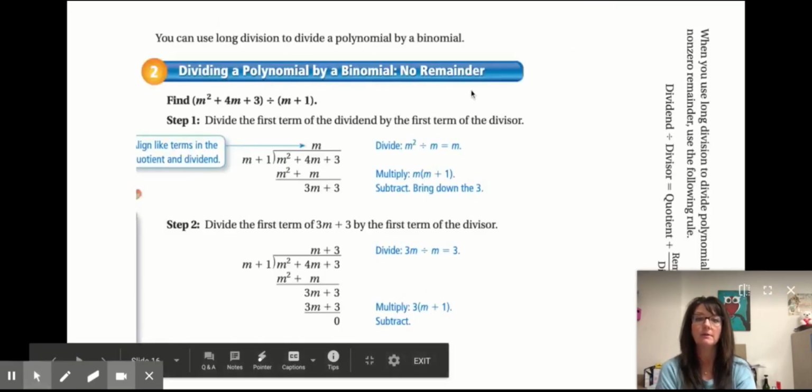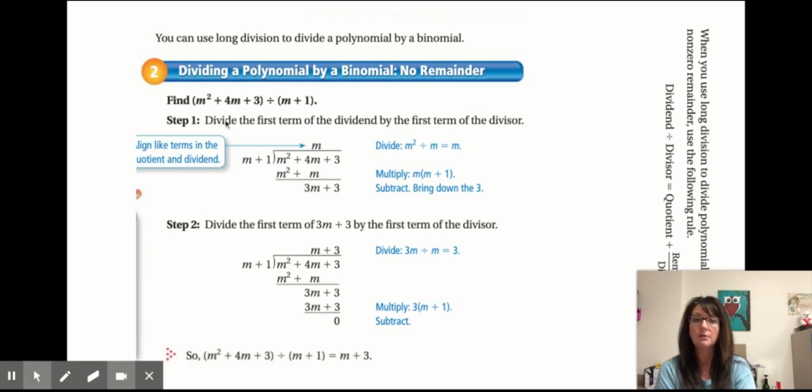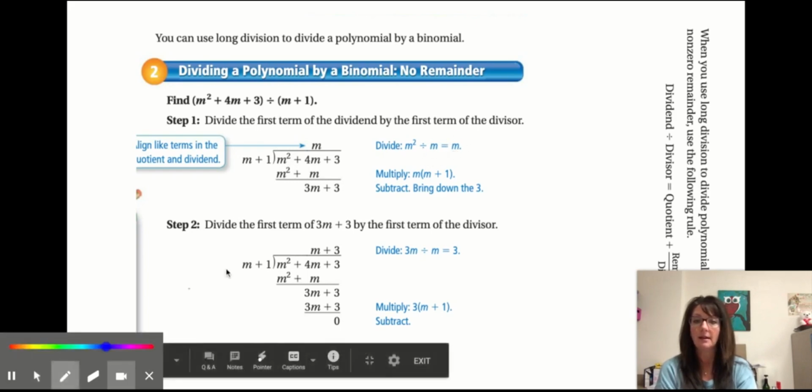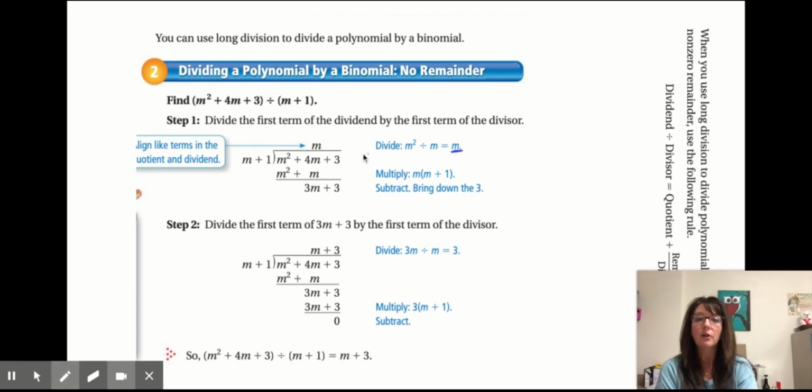We're going to take a polynomial divided by a binomial right here. So this is your dividend, goes underneath. This is your divisor. You're going to start by taking the first term in the divisor and dividing it into the first term of the trinomial. So m squared divided by m, right here. It's going to show you on the side. The result is this m right here. You're going to put that m above the like term.